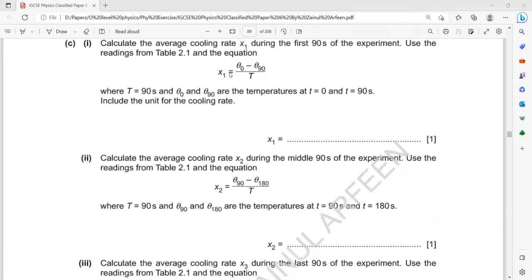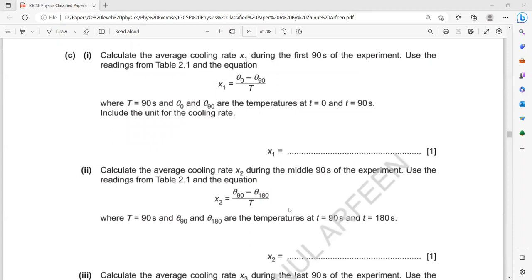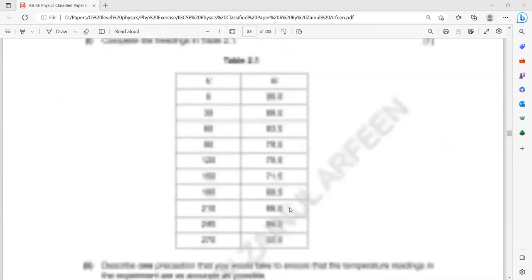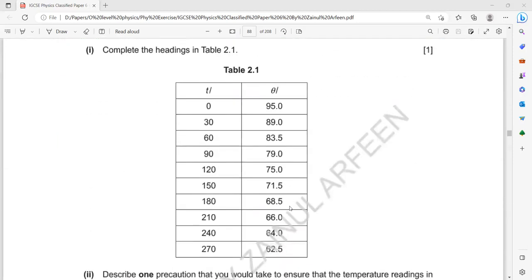Then calculate the average rate of cooling for the first 90 seconds and then for the next 90 seconds. How do we calculate the rate of cooling for the first 90 seconds? What is the temperature change? It starts at 95 and ends at 79. So the temperature change is 95 minus 79, which is 16. Then divide by the time interval, because we are finding the rate. So 16 divided by 90.